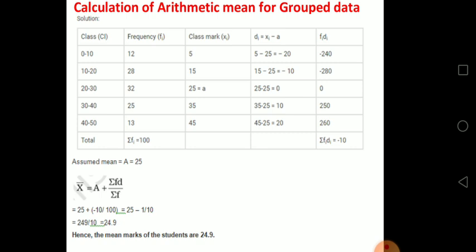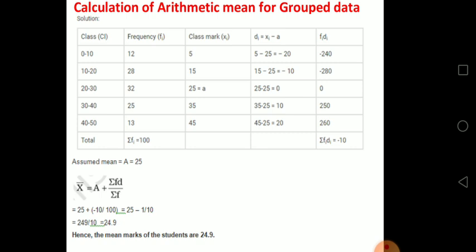Then you can find the summation of the frequency and the deviation. Once you've obtained that, we divide the summation of the frequency and deviation by the summation of the frequency, which is 100. The summation of the frequency here is 100, and we add the assumed mean, which is 25, and we get the mean mark of the students to be 24.9, and that is the mean mark.